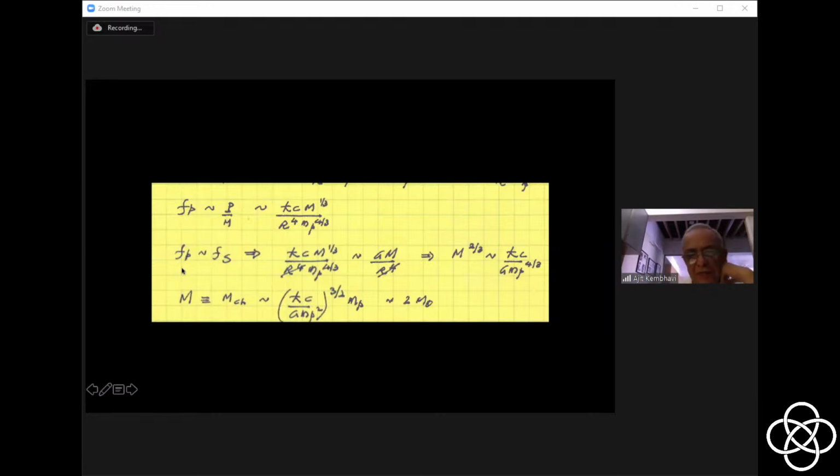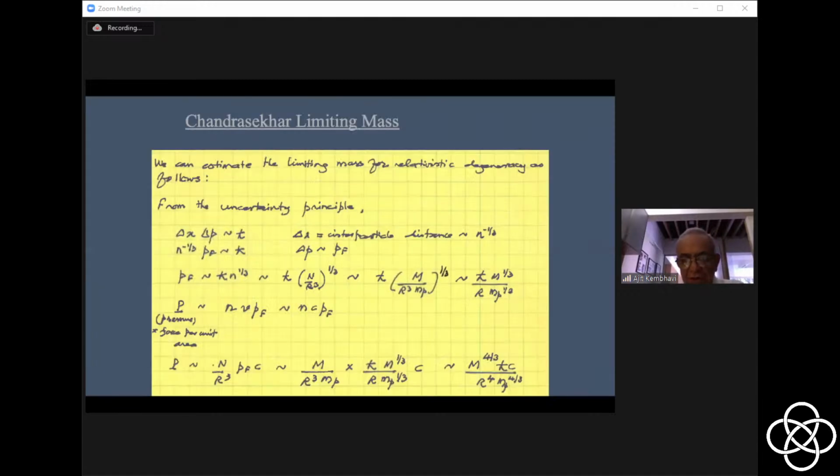And therefore, now the condition for equilibrium is Fp is approximately equal to Fg, which translates to this particular expression goes as GM by r to the 4, which implies that M to the 2 by 3 is given by the right-hand side here, and therefore M is equal to (h cross c upon G mp squared) to the 3 by 2. And then if I plug in the constants, you'll get this equal to approximately 2 solar masses. And what is this? This value is therefore the Chandrasekhar mass. So what is the significance of the Chandrasekhar mass then?